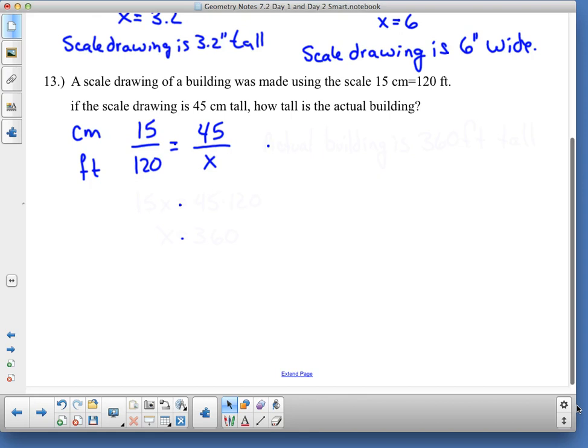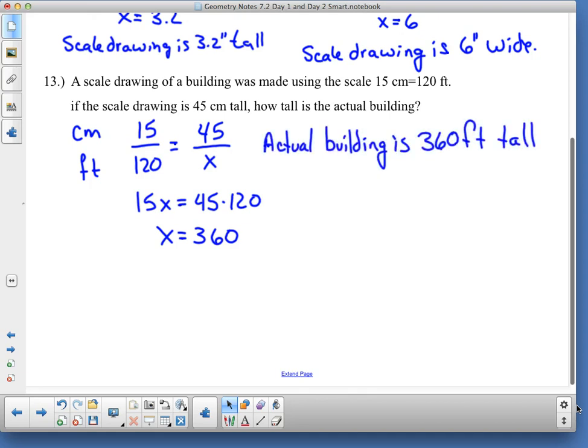Then after you do the setup, and quite honestly, that's the hardest part of these problems. What am I going to do? How am I going to go after it? Once you set it up, cross multiply, you get 360. And again, 360 what? Cars, which would be pretty cool. One for every day. Okay. Actual building is 360 feet tall. Does that help? Is it going okay?